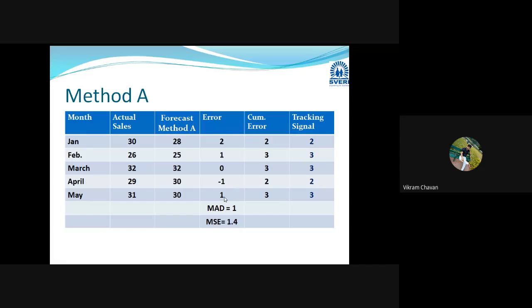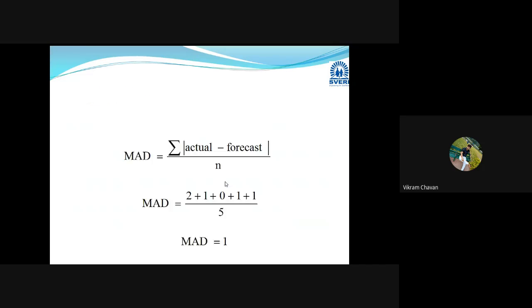We have to add up all these errors, but while considering the error, we have to consider its absolute value. Only one error has a minus 1 sign, and in the case of MAD, the absolute value of minus 1 is 1. So MAD is equal to the addition of the absolute values of all the errors: 2 plus 1 plus 0 plus 1 plus 1, divided by 5, because the total number of periods, or total number of errors, is 5. That is 5 divided by 5, so MAD, the mean absolute deviation, we will get 1.